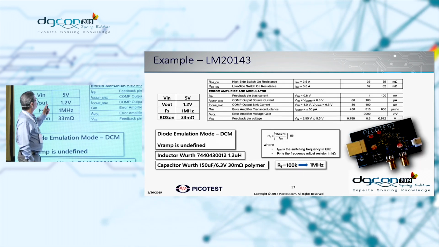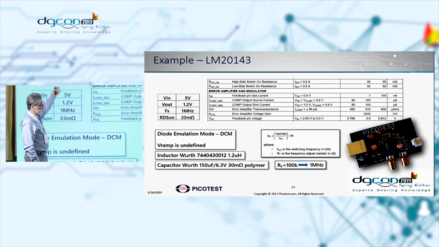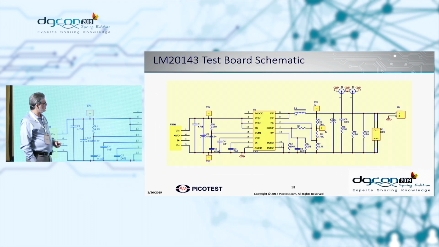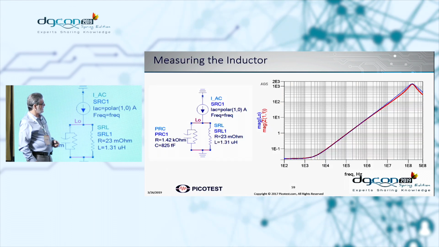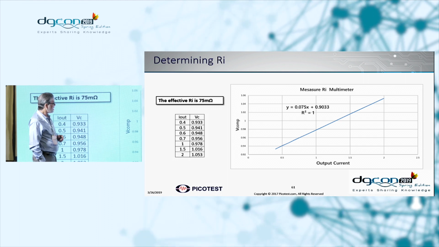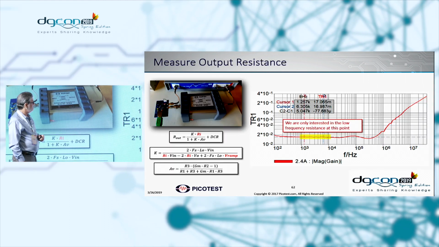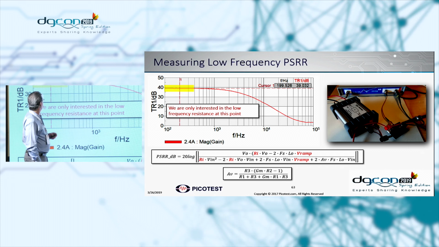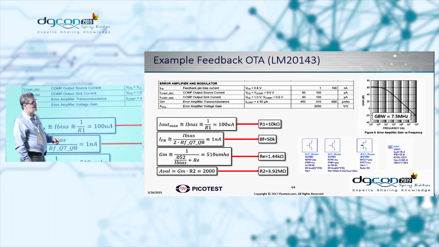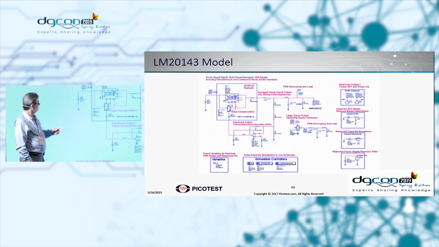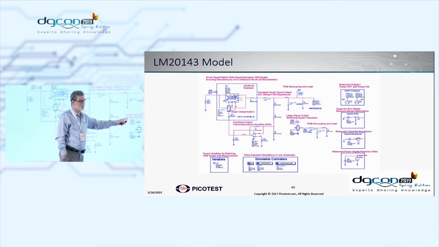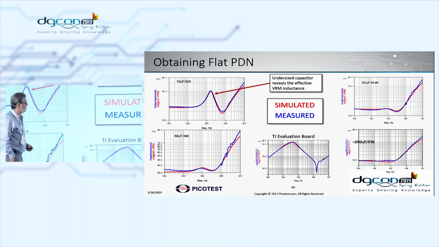I think I have a few more minutes. I just want to show you one more quick example of another board. This one I have here, we did the same thing: took all the datasheet parameters and plugged them into the model. There's the schematic. We measured the inductor and the capacitor, measured the RI with a voltmeter, measured it with a VNA, measured PSR with an FRA, and put in the parameters for the feedback amplifier. There's the finished model. Here's the little harmonic balance part that reconstructs the time domain for us.